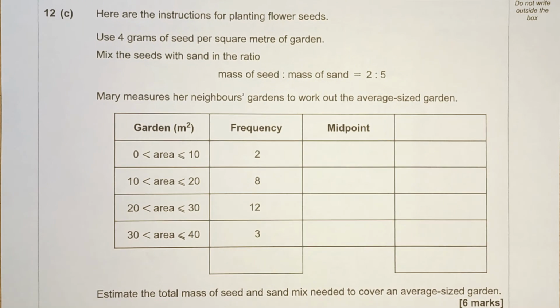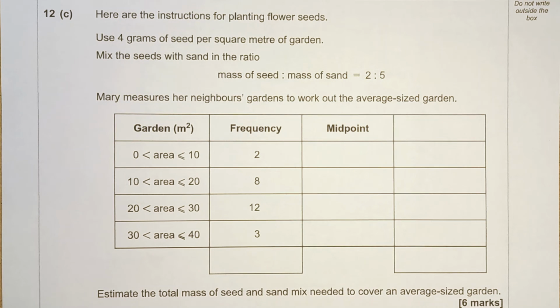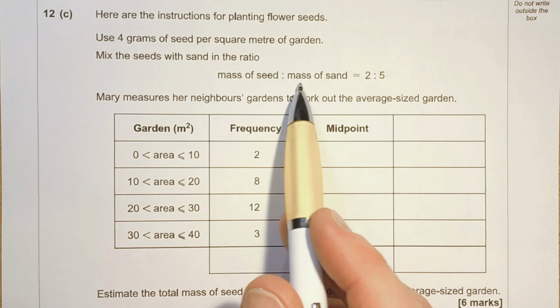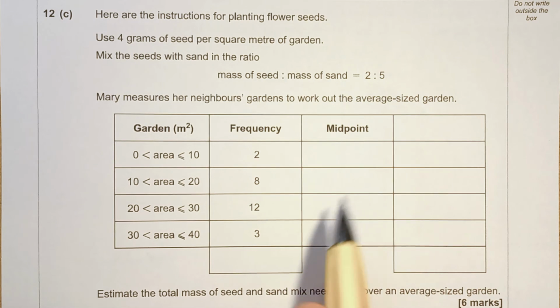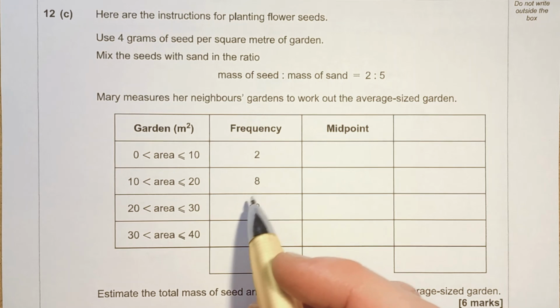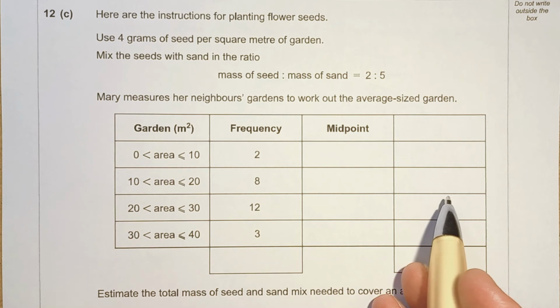12C. So this is the last part of this paper. Here are the instructions for planting flower seeds. Use 4 grams of seed per square metre of garden. Mix the seeds with sand in the ratio mass of seed to the mass of sand is 2 to 5. Mary measures her neighbour's gardens to work out the average size garden. Okay.